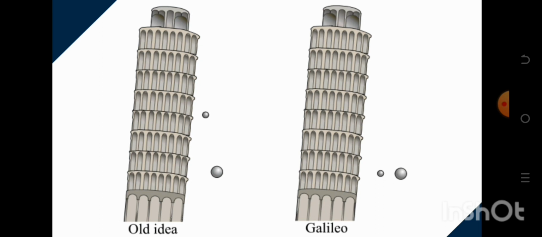Remember, in the old days, the old idea was that a bigger object is going to reach the ground faster compared to a small object. That was the idea before Galileo Galilei discovered that irrespective of the size of the bodies, every body is going to fall at the same rate, and this is due to the gravitational pull of the earth on the body.